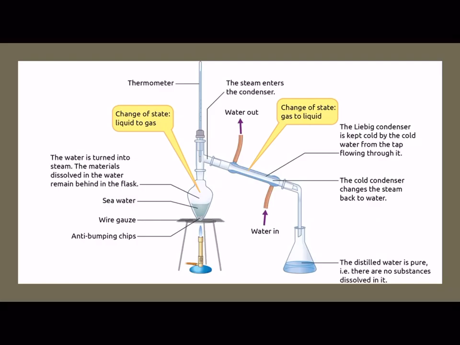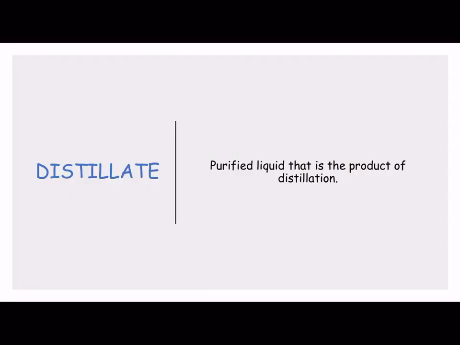Now, the steam enters here at the condenser. What we'll note is the condenser has a surrounding tube that is quite cold, so it condenses the gas back into a liquid. And it is contained here in a conical flask, and it's called the distillate. So this would be distilled water, which is pure. That means there are no other substances in it. The definition of distillate is the purified liquid that is the product of a distillation.